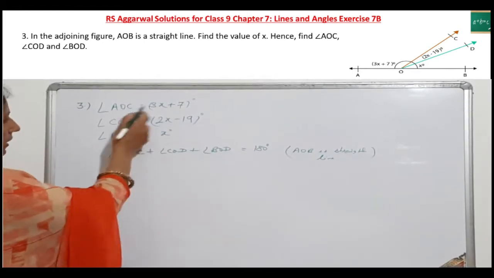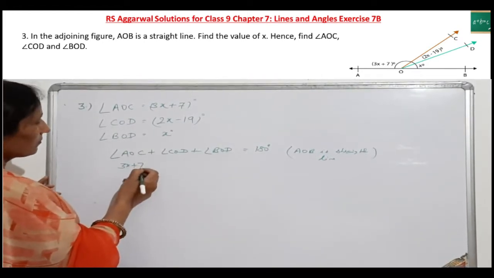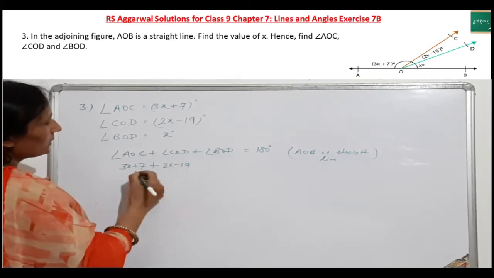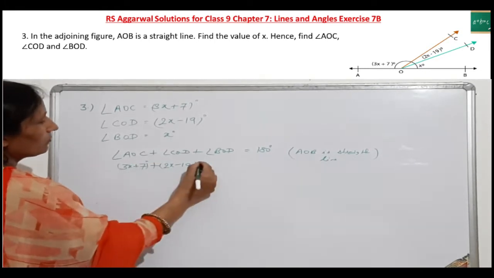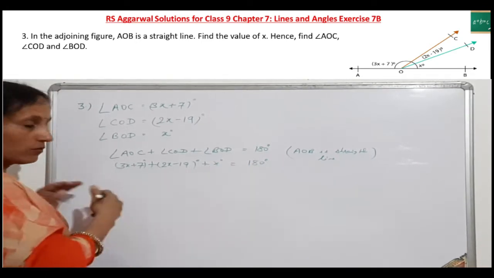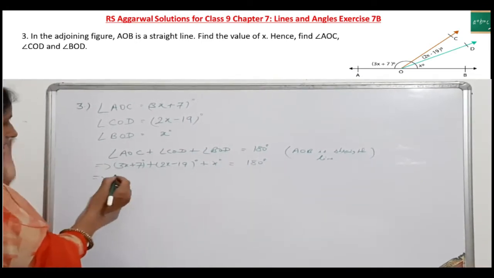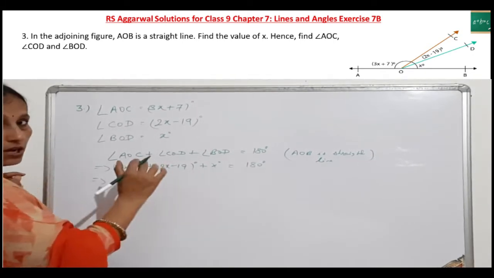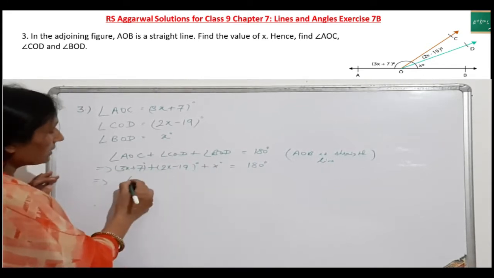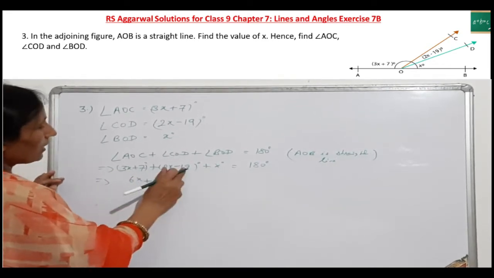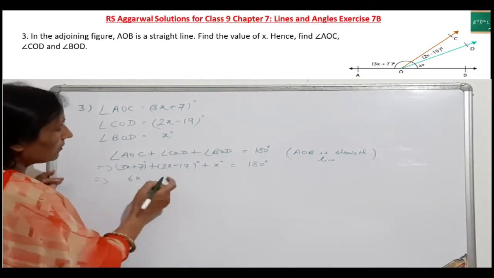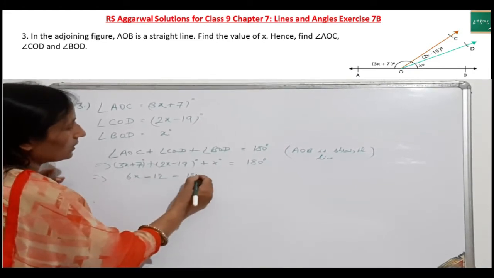Now angle AOC, 3x plus 7, plus COD, 2x minus 19 degree, also you will write here, plus BOD, x degree, is equal to 180 degree. Now we will do calculation here. 3x plus 2x plus x are all positive, so we will add all the three and we will write 6x. Plus 19 is in minus and 7 is in plus, so it will be minus 12. So here we will write minus 12 is equal to 180 degree.